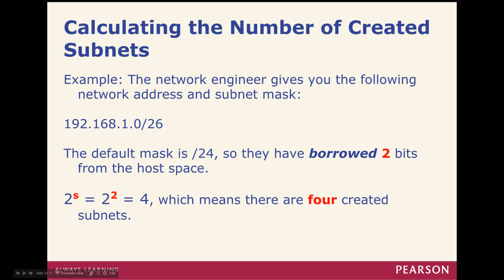So if we want to look at the number of created subnets, in this example they've given us a Class C address. Normally this would be a /24, but in this case they've made it a /26. So they borrowed 2 bits from where the host should be. Normally you would have 8 host bits. Now they took 2 of those away when they made this /26. They put it on the network side. So they borrowed 2 bits. If we want to find the number of networks that creates, or the number of subnets, we would plug that 2 into this S here. That gives us 2 to the second, which equals 4. That means we just created 4 subnets.